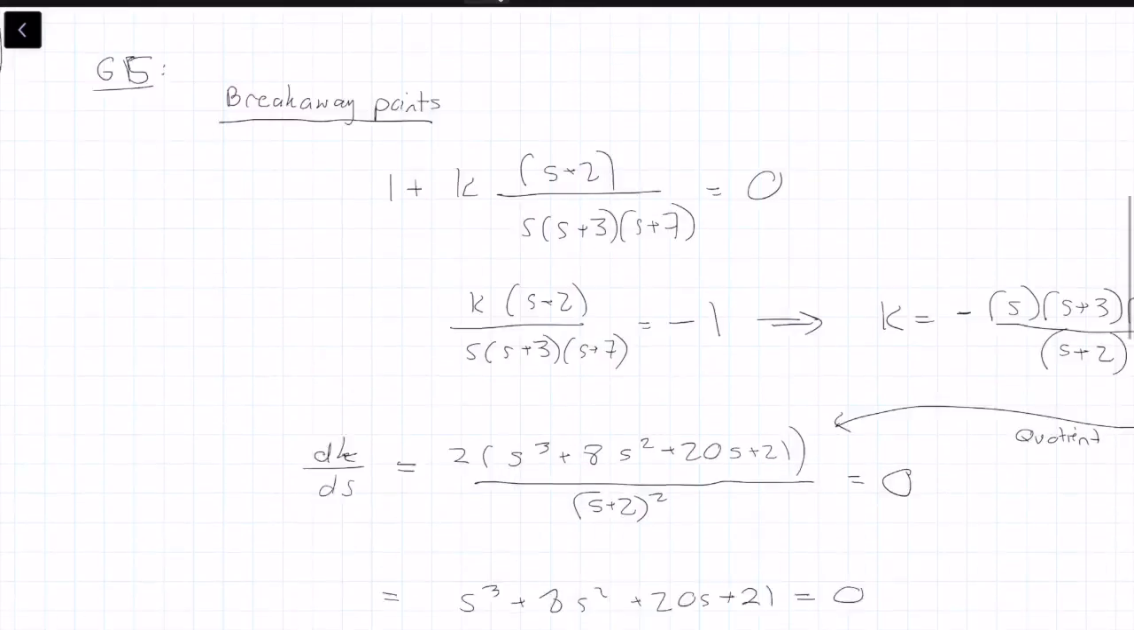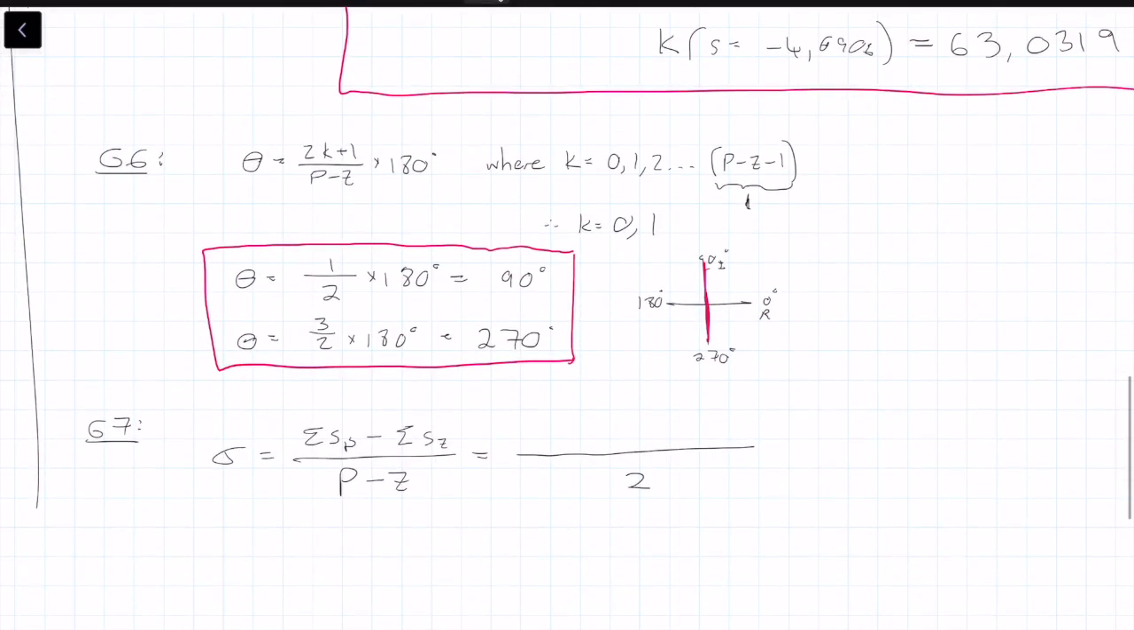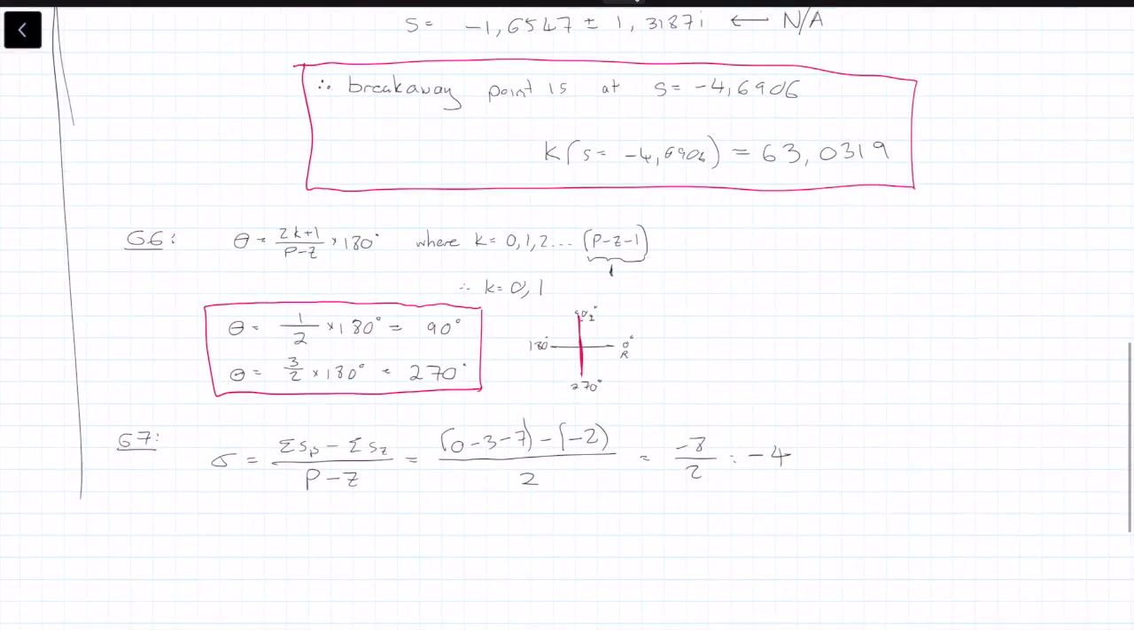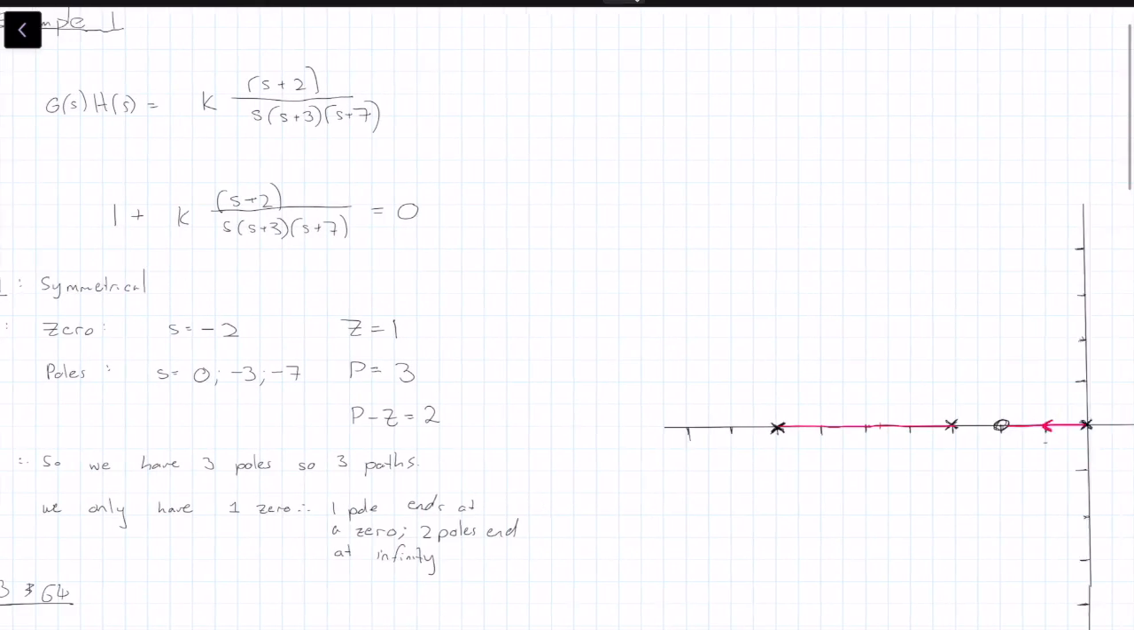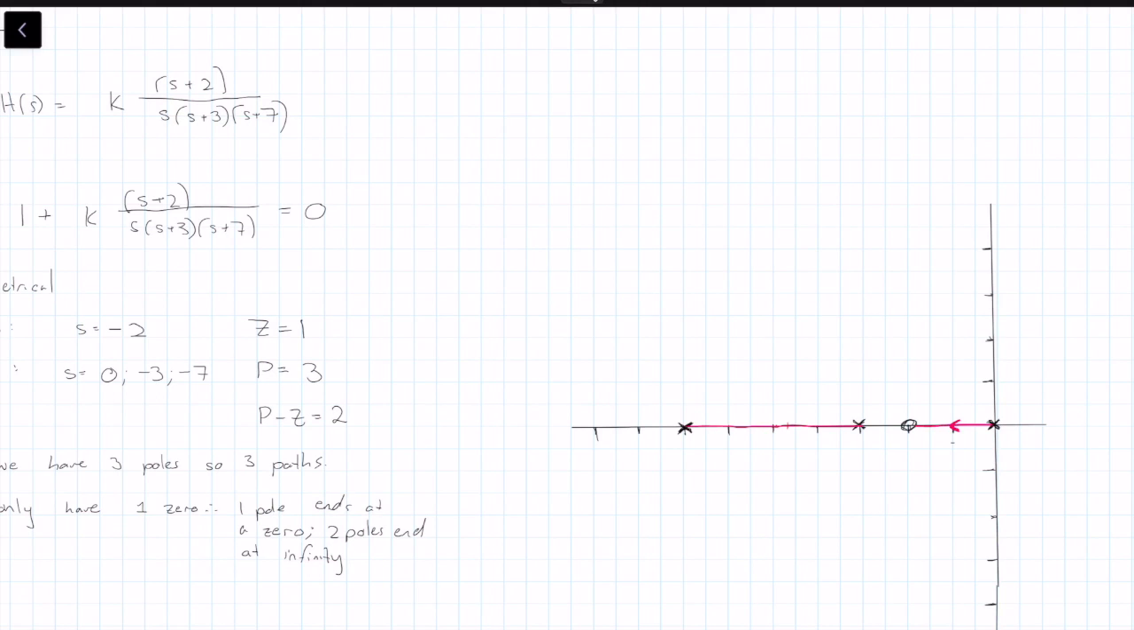Let's just write that out for anyone who's confused. What we have is 0, minus 3, minus 7, minus 2, which is minus 8, divided by 2, which is equal to minus 4. So now we know exactly where the asymptote breaks out as well. Okay, so let's go put that in nicely. Let's do the asymptote in black.